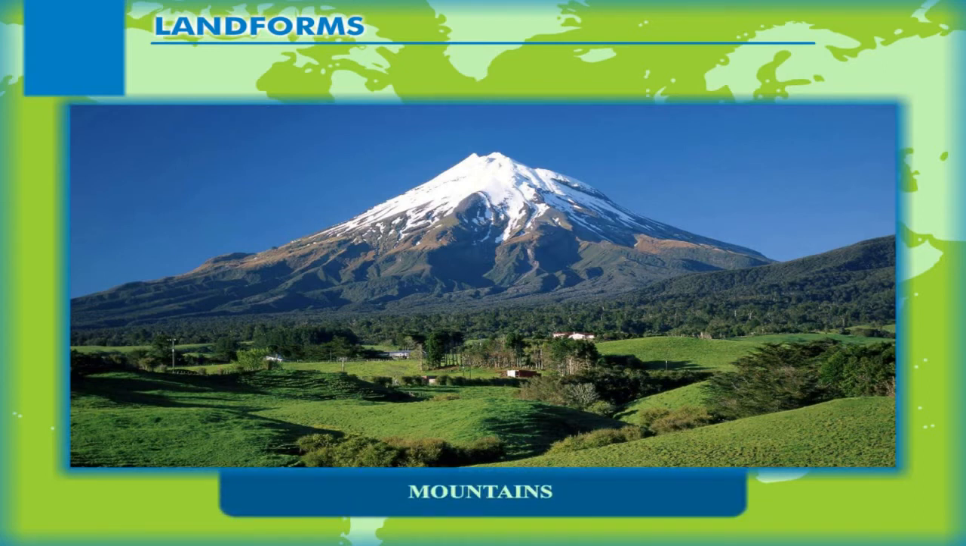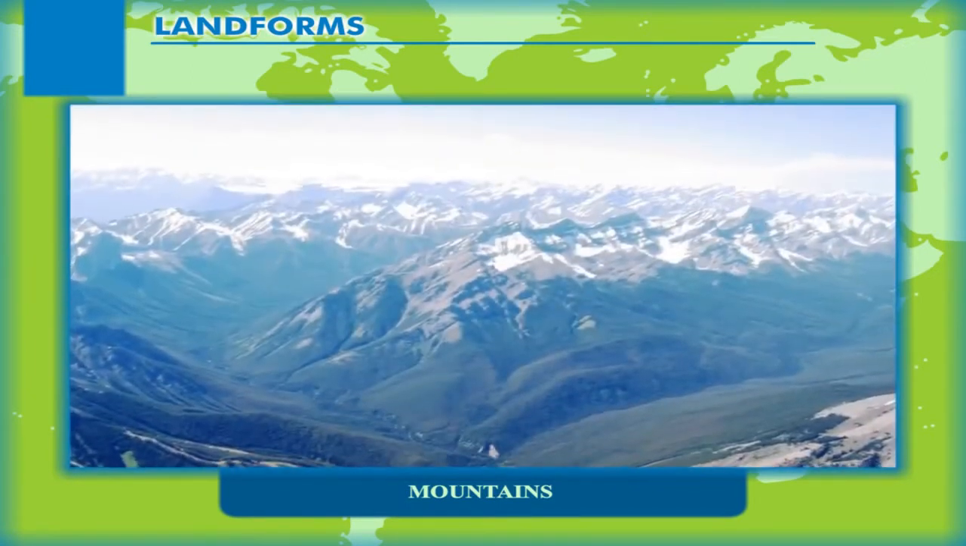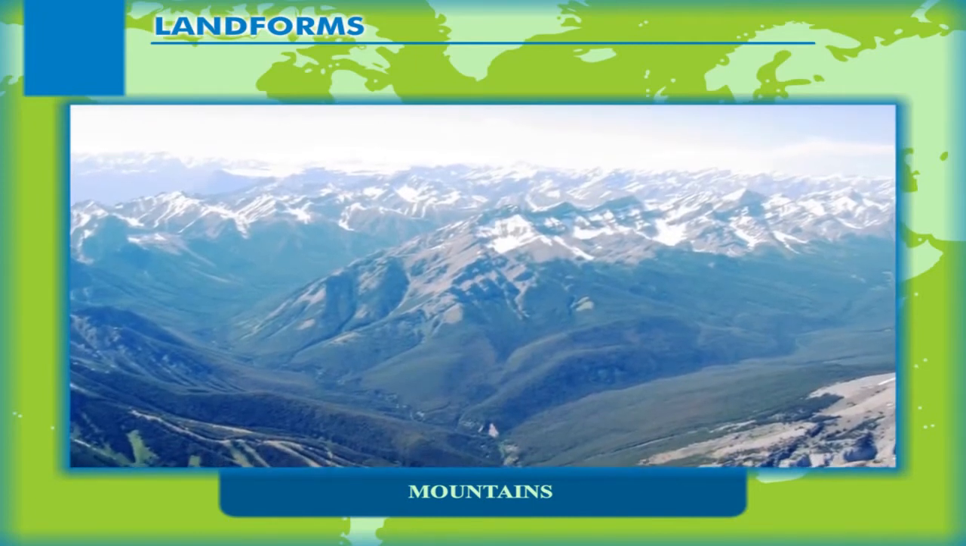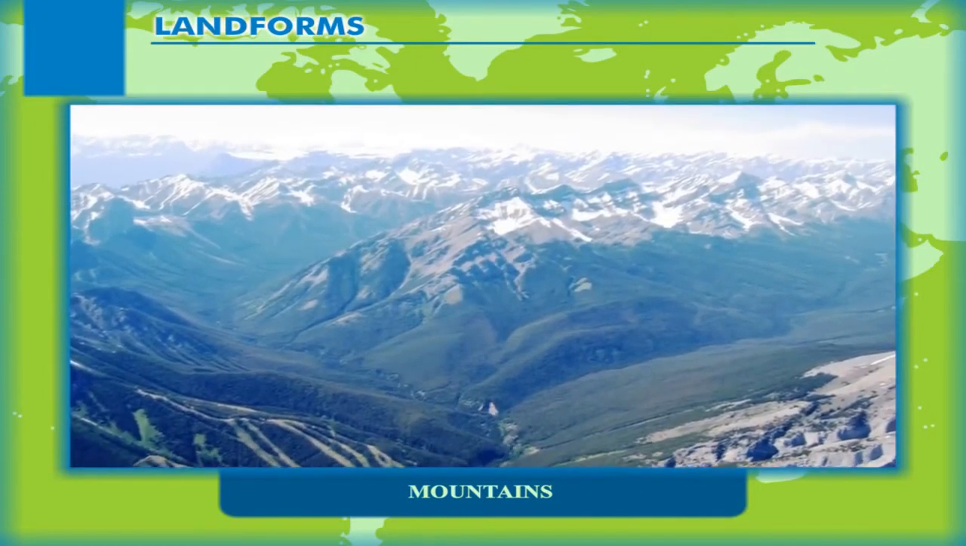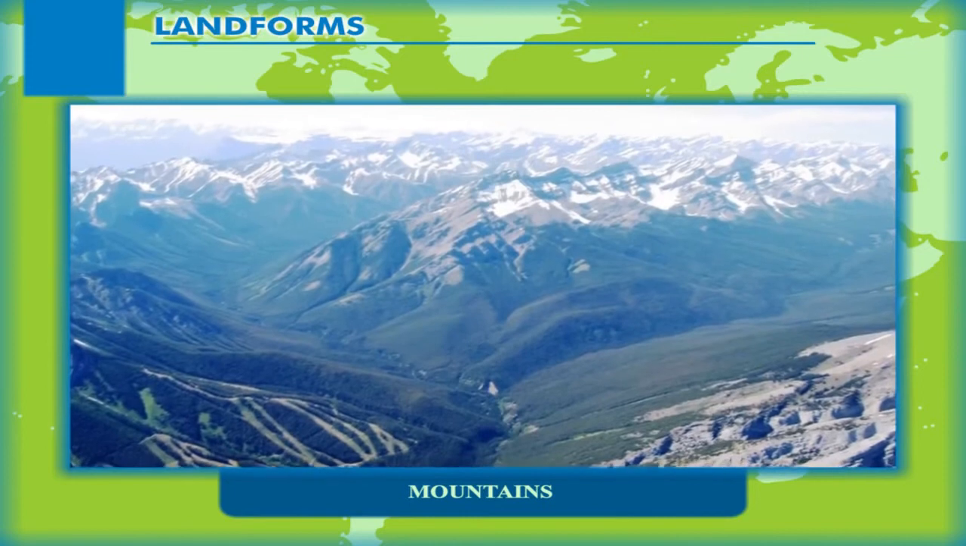Mountains. The mountains are the lifted parts of the earth which have marked slopes and peaks. A mountain can be defined as any natural elevation of the earth's surface. It is considerably higher than the surrounding area. Mountains vary in size and shape. They are of different height, some are old and some are young.